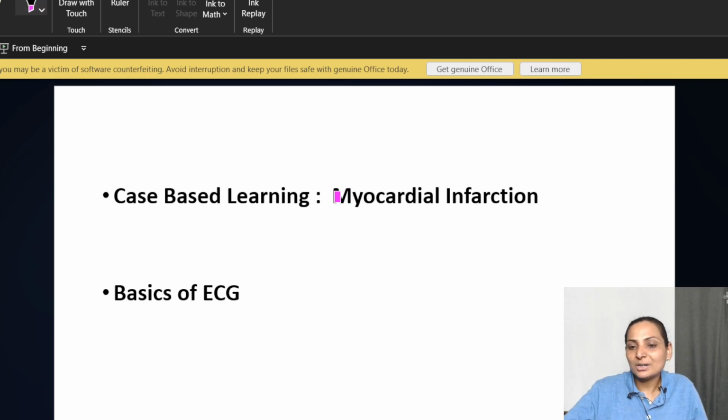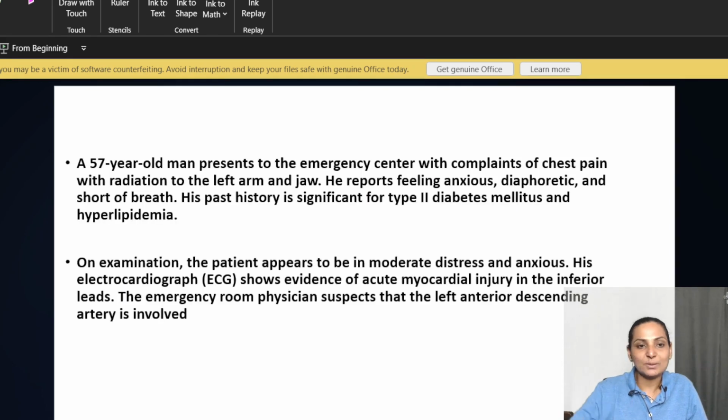I'm going to take you through case-based learning. The basic concept of ECG will be taken in this lecture. But you know that nowadays, because we get questions in a clinical-based form, one question you must always be aware of is a very typical clinical-based question, which is an SAQ.